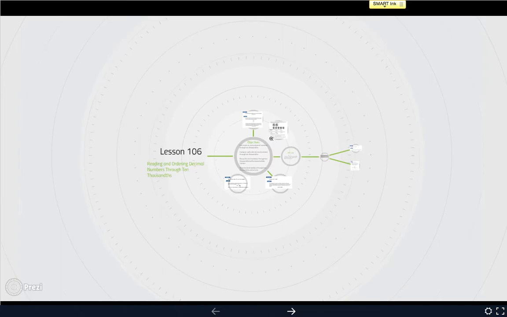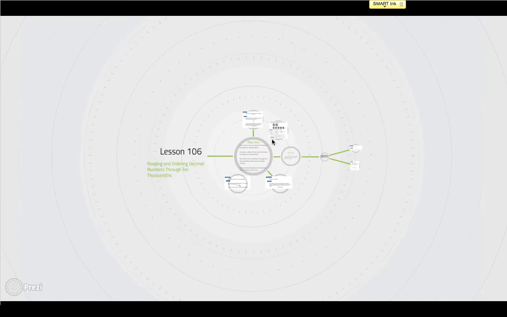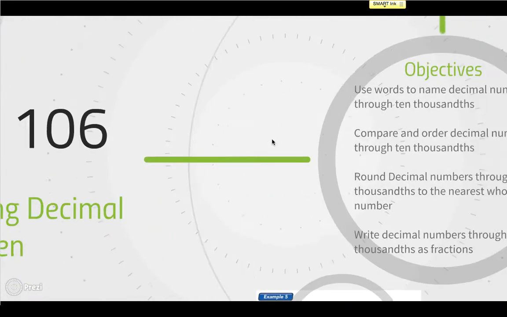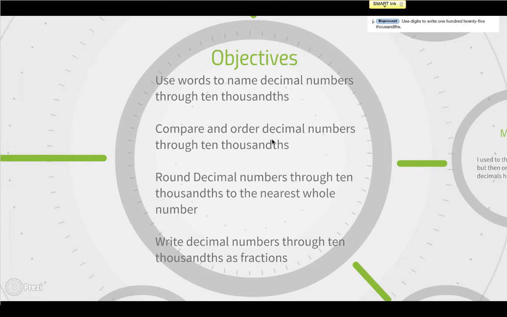We're on lesson 106, reading and ordering decimal numbers through 10,000s. Your objectives for today are to use words to name decimal numbers through 10,000s, compare and order decimal numbers through 10,000s, round decimal numbers through 10,000s to the nearest whole number, and write numbers through 10,000s as fractions.